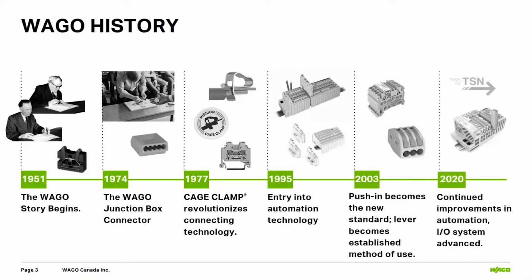And beyond that, 2020 and beyond, we've had continued improvements in our automation system. We've got a new line of touch panel HMI PLCs. We've got over 500 different IO modules now, and we've even just released our IO System Advanced, which allows us some hot swappable options, some high-speed IO options. So we're very excited about the future of WAGO and automation.